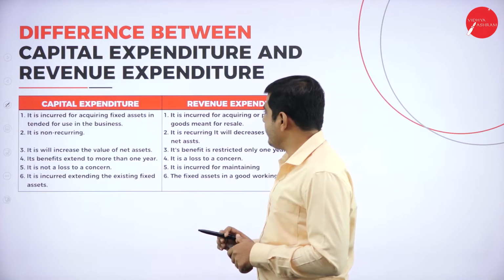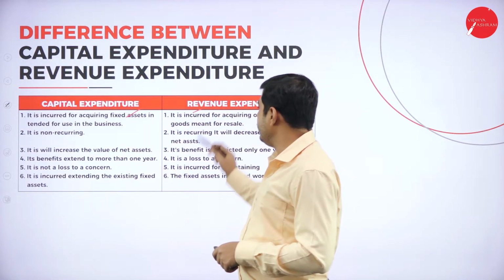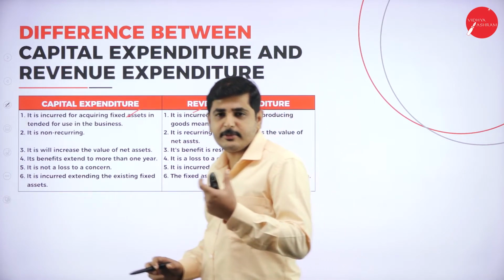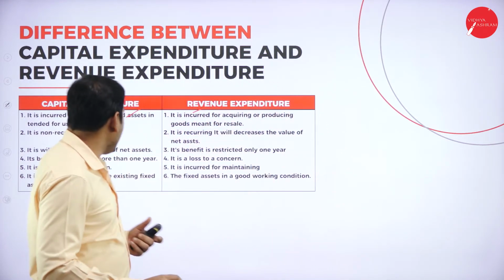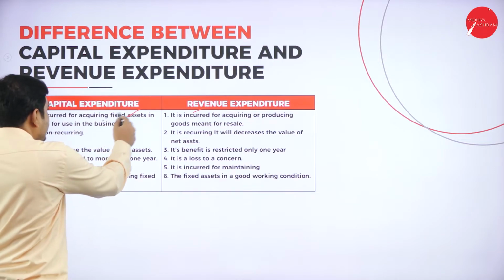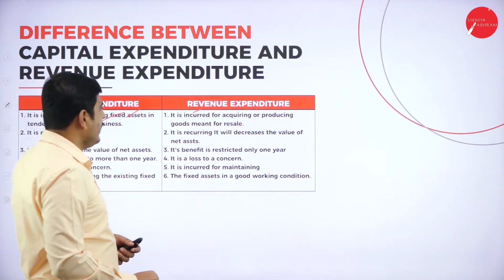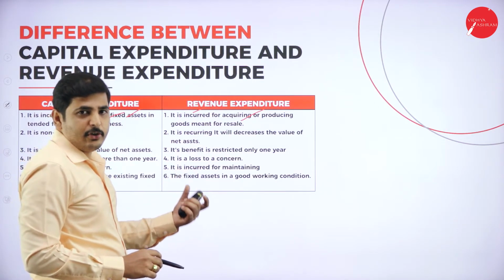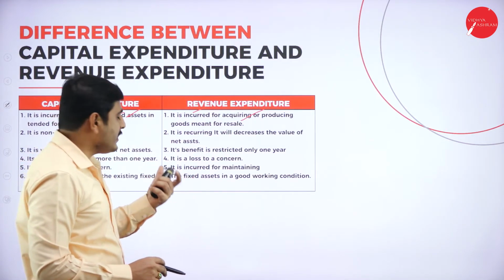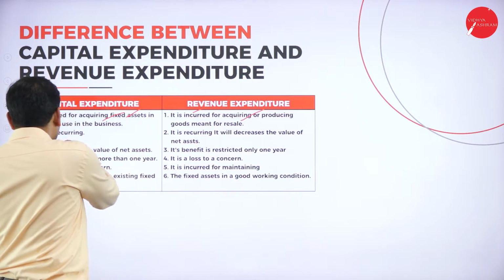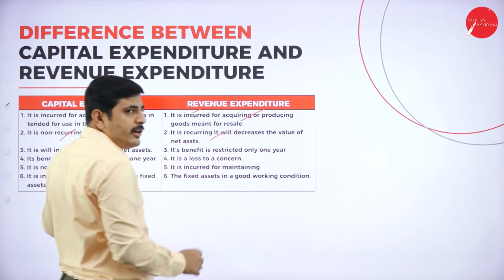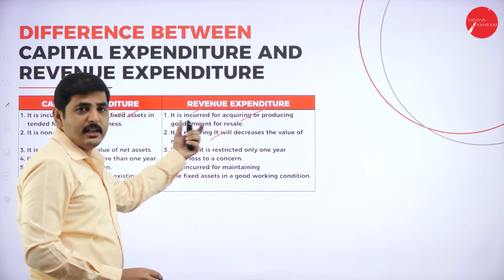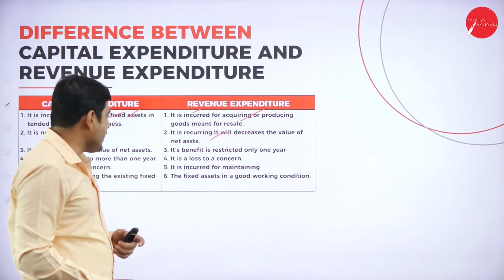Next one, difference between capital expenditure and revenue expenditure. Already explained what is the difference between capital and revenue expenditure. Capital expenditure is on fixed assets, purchase of fixed assets. Revenue expenditure is a regular expense for selling goods. Every day we have to prepare or manufacture the goods and sell the goods. Next one, capital expenditure is non-recurring. It is not a day-to-day activity. Revenue expenditure is recurring, meaning it is an everyday activity.